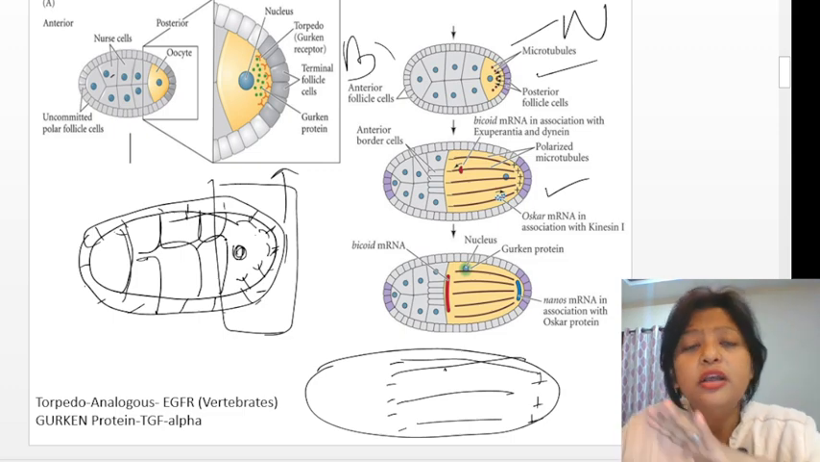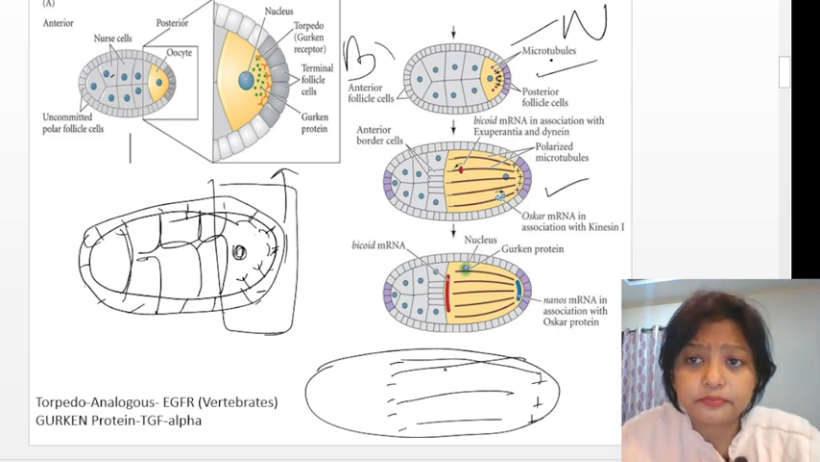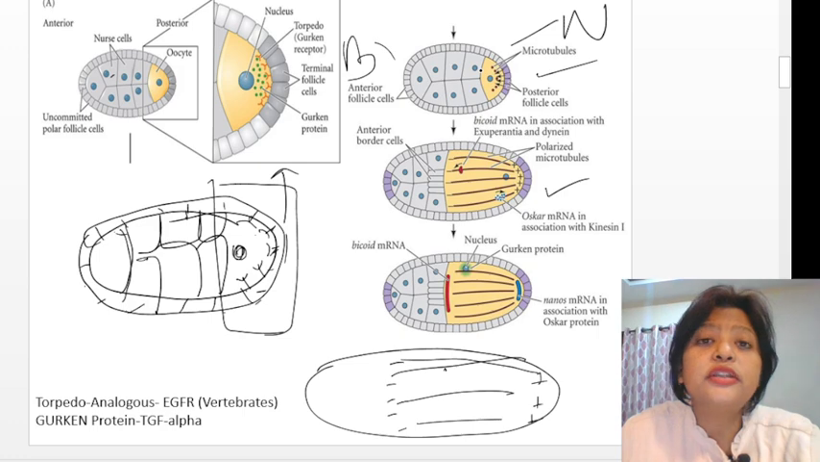They are all distributed in the entire oocyte, you can say. So they are not distributed in a gradient right now.